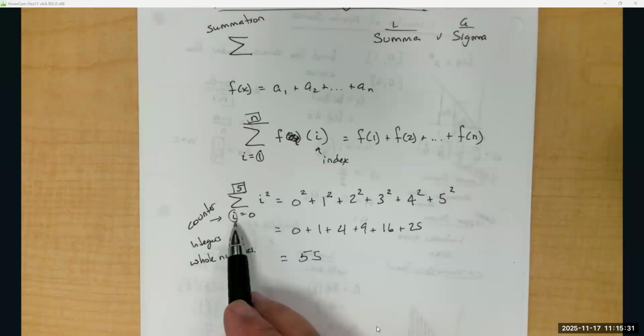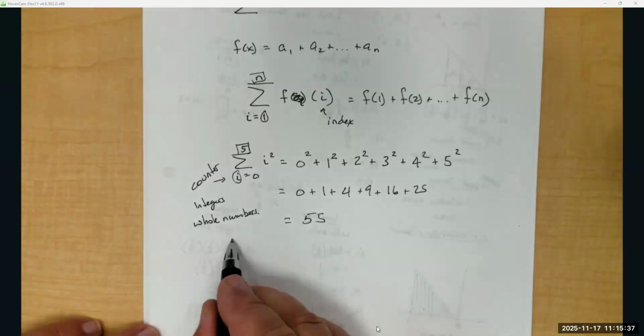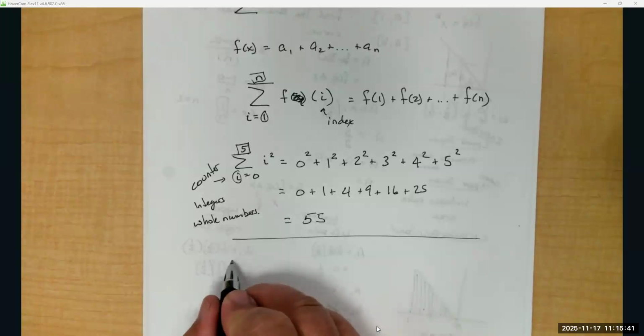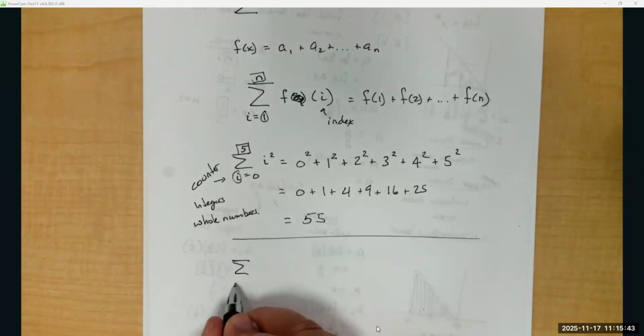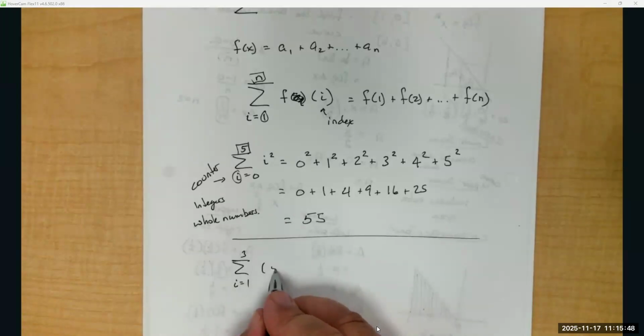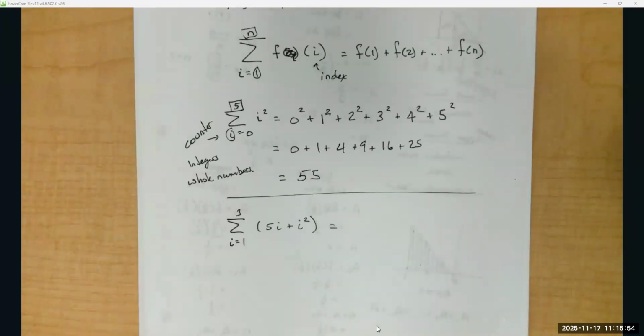And you don't have to use I, you can use K, you can use any letter you want to. And it could be equations as well. Let's say I is equal to 1 to 3, of 5I plus I squared. We can do equations as well.